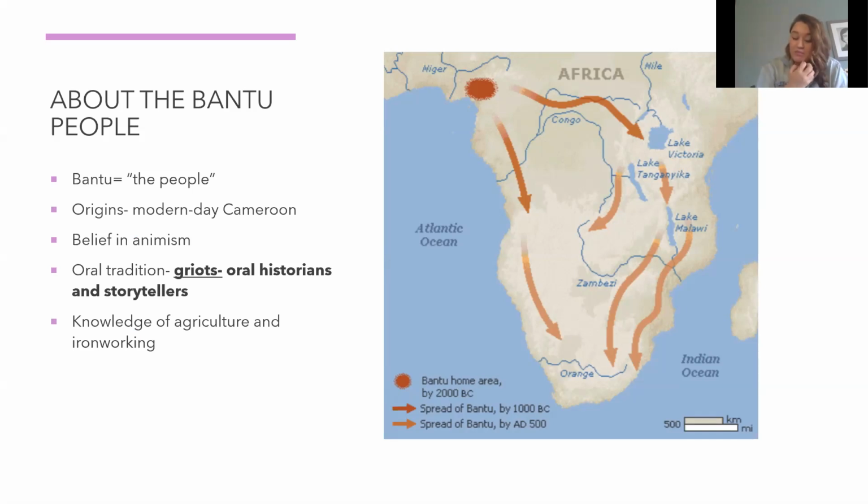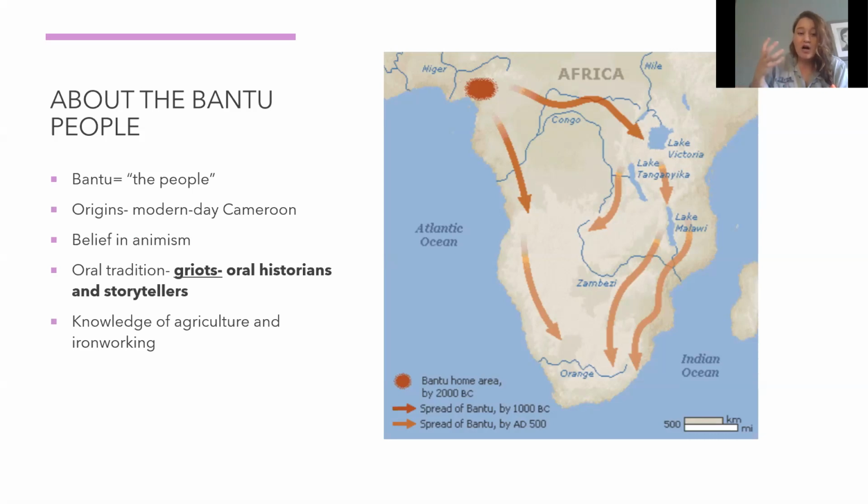So some basic facts about them: they believed in animism. Another really important fact that I touched on in the last slide is that there was no written work. It's not a literate society, and they had an oral tradition. So their history, their storytelling, everything was recorded and passed down orally, which is not an uncommon form for history to take in the ancient world.